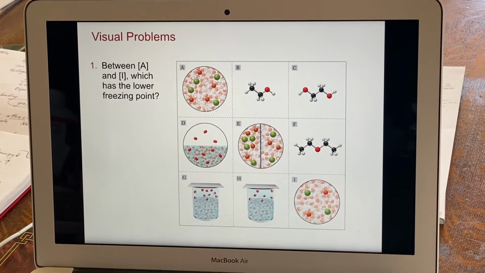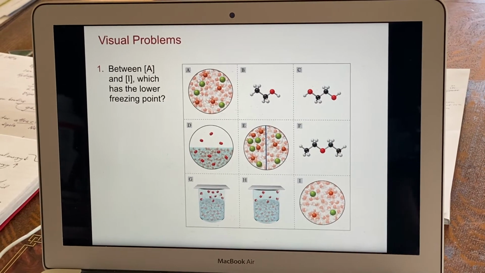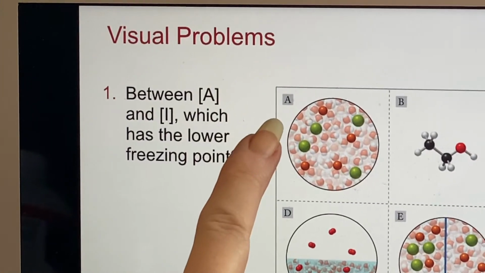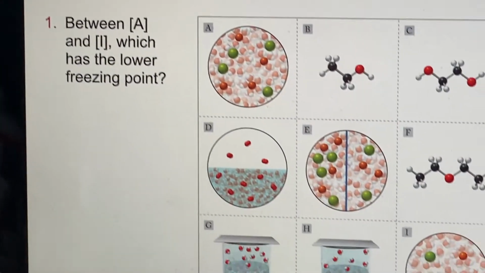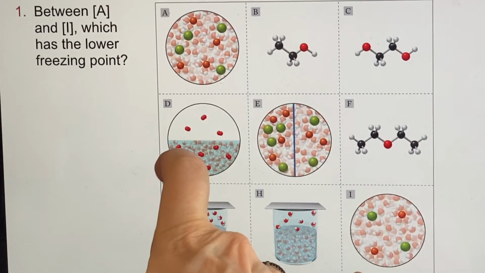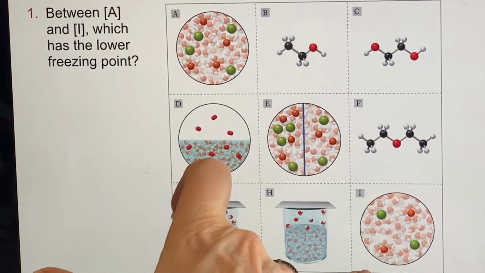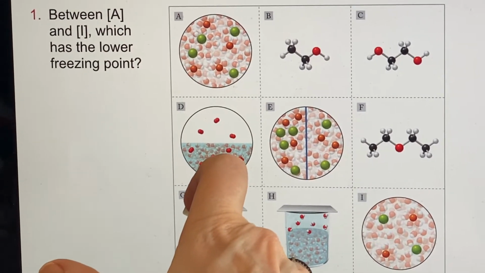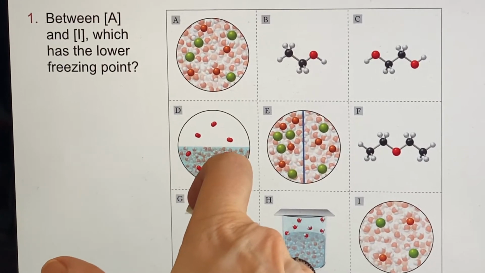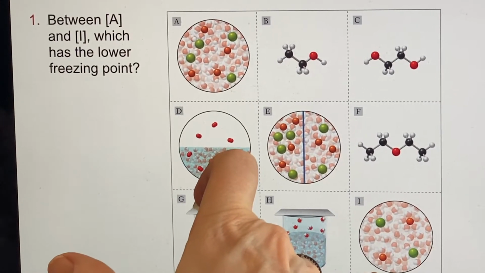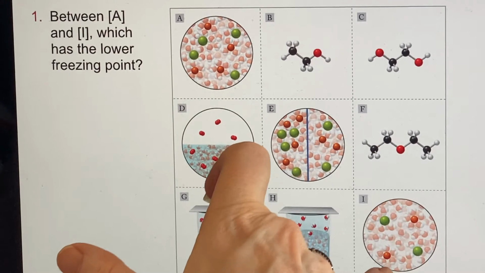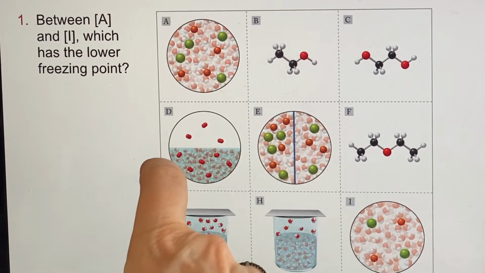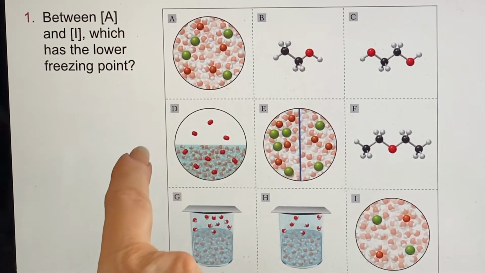Visual problems to remind us of some of the things that we learned. And this first one, there's a question, and they're saying between A and I, which one has the lower freezing point? So we have to think back about our freezing point depression equation, and we realize that it says that the amount of freezing point depression, which will lower the temperature, is proportional to the amount of solutes dissolved.